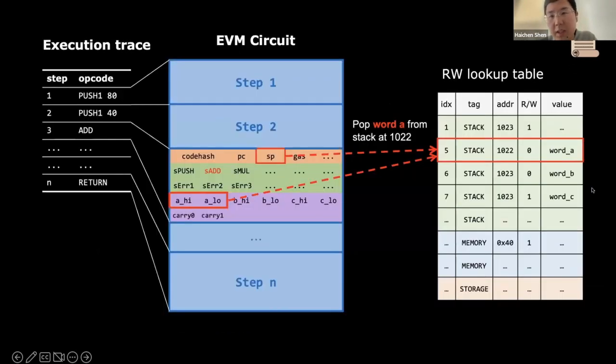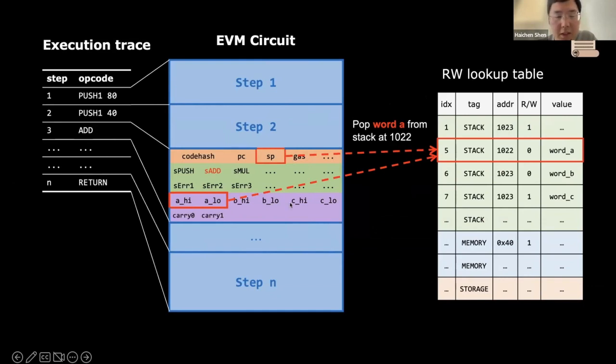So let's simplify this RW lookup table a little bit and just illustrate how we do it inside the EVM circuit. Basically, you're going to do a lookup. Say I have the current stack pointer and the current value. Then I do a lookup and find a record which pops the word A from the stack at stack pointer 1022. That means I popped the correct stack value from the stack.